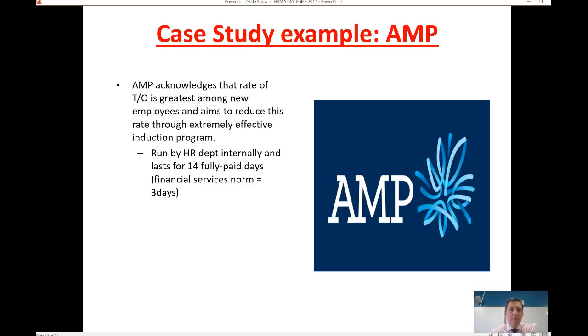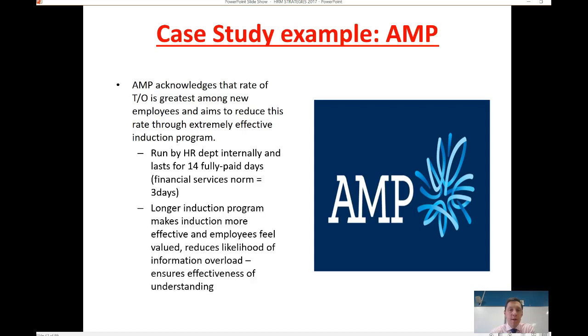It lasts for 14 fully paid days, so that's a long time. In their industry, generally, the norm is 3 days. So 14 days is nearly 3 weeks, because it's a 5-day working week. A longer induction program makes induction more effective and employees feel valued.